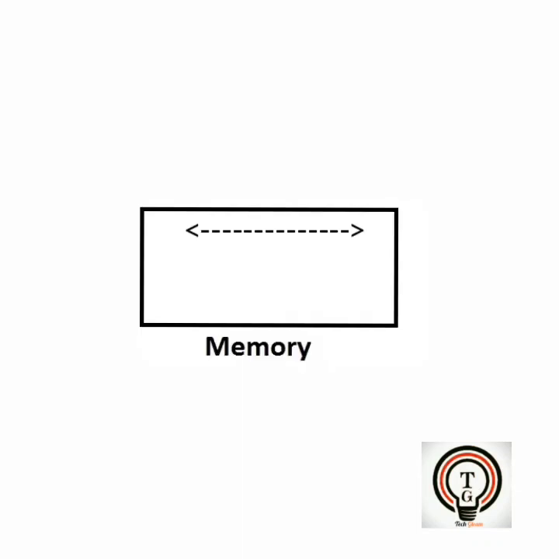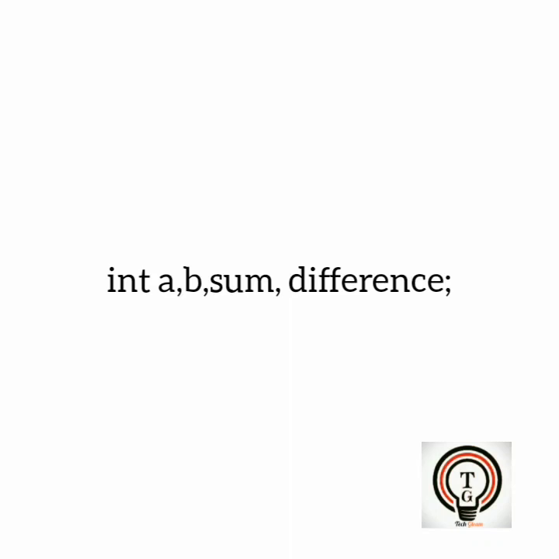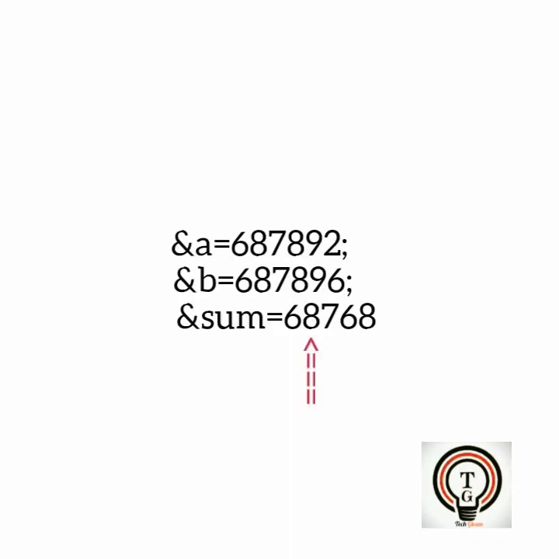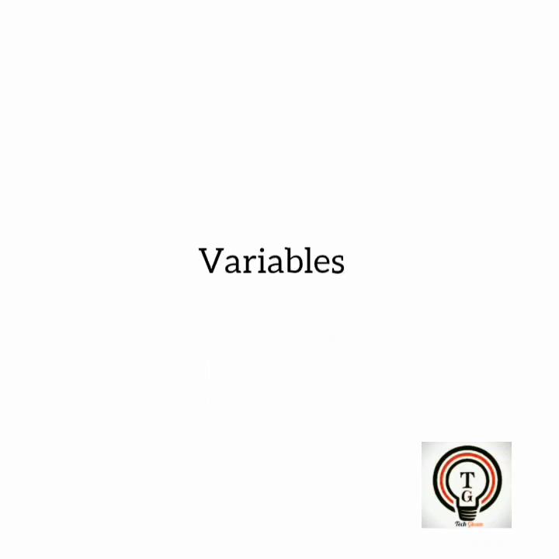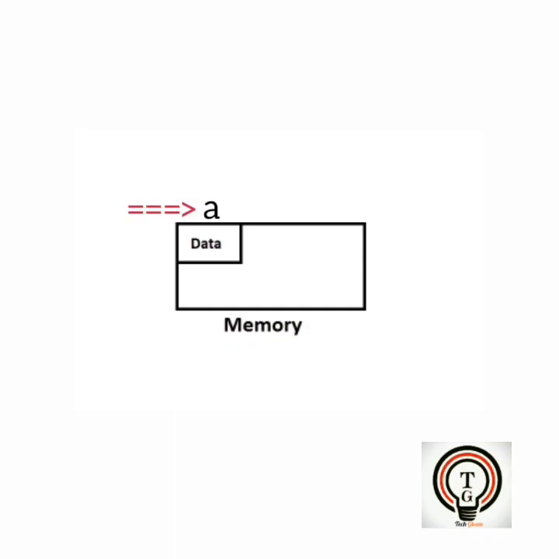As memory is large and we declare so many variables in the program, we can't remember all those addresses. So we assign some variable names to the locations and access the data over there. There comes the topic variable. A variable is a name given by a programmer to a memory location in order to hold a value.